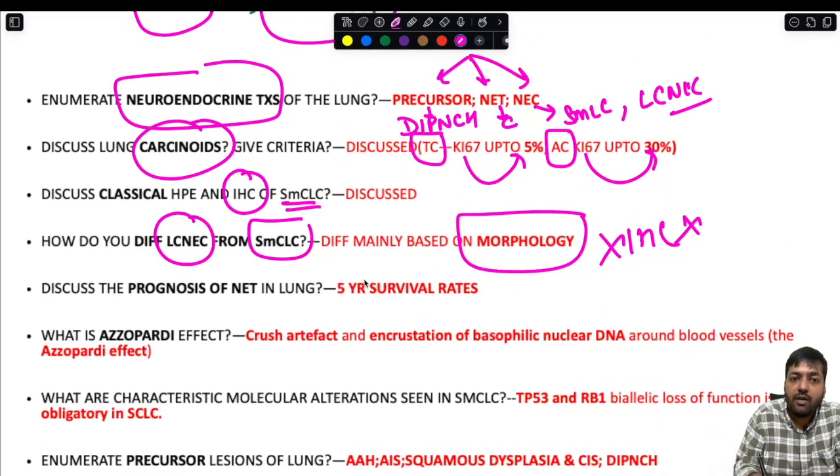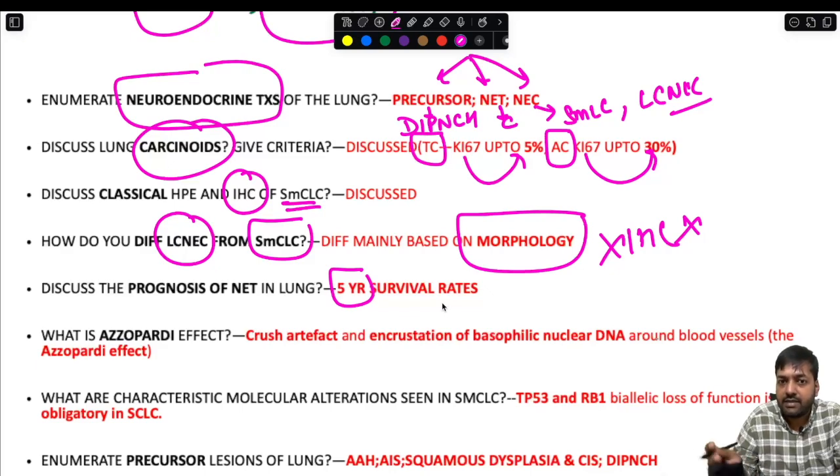I will discuss the prognosis of neuroendocrine tumors in the lung later on. I will show you the 5-year survival rate and what the prognosis is based on the 5-year survival rate. I will discuss it in the end.